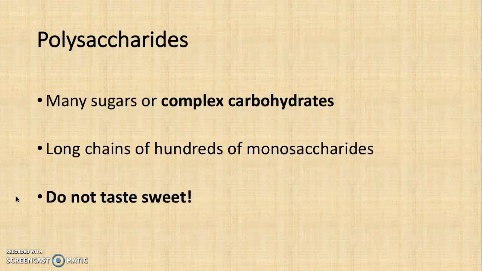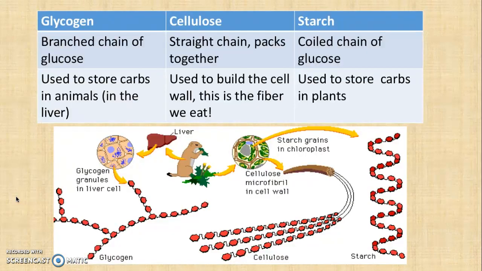Then we have our polysaccharides. Poly means many, so these are many sugars, also called our complex carbohydrates. Polysaccharides can be huge. They can be hundreds and hundreds of monosaccharides put together. Typically speaking, they do not have a sweet taste at all. They have more of a starchy taste, like a potato. Here are types of polysaccharides.